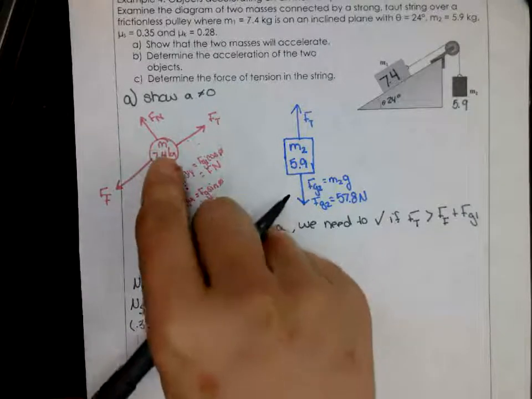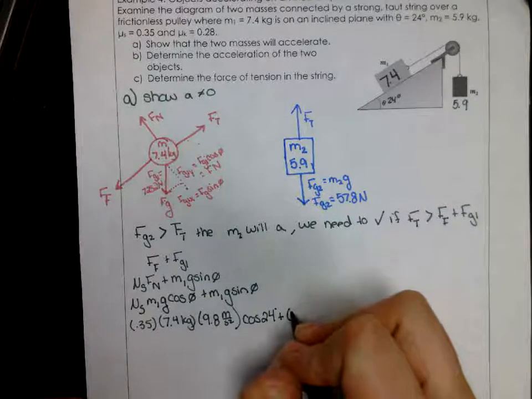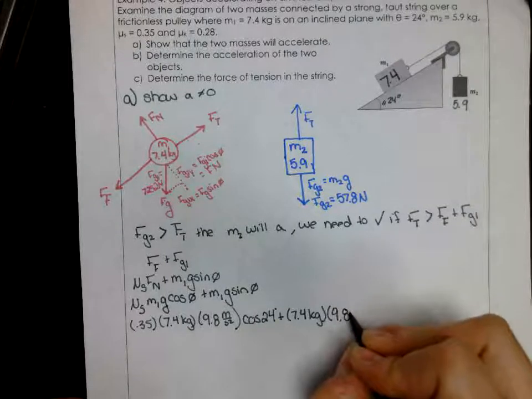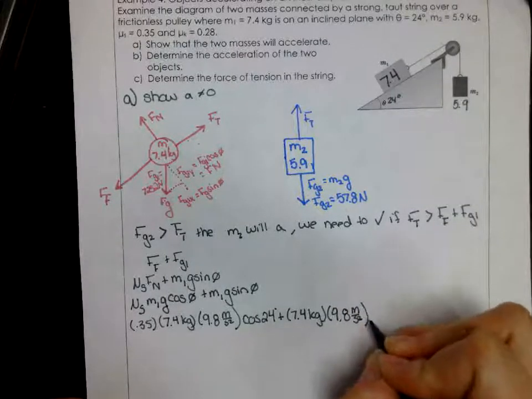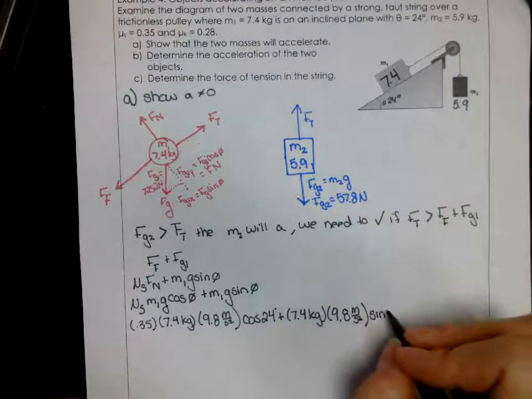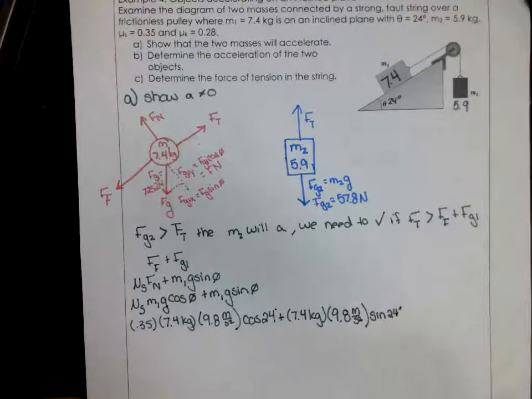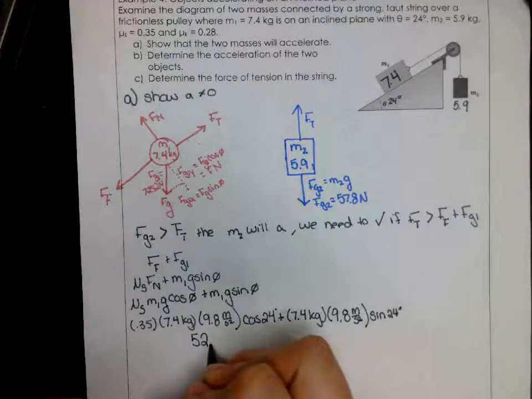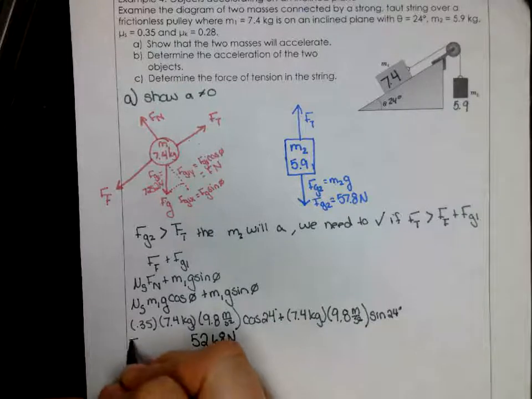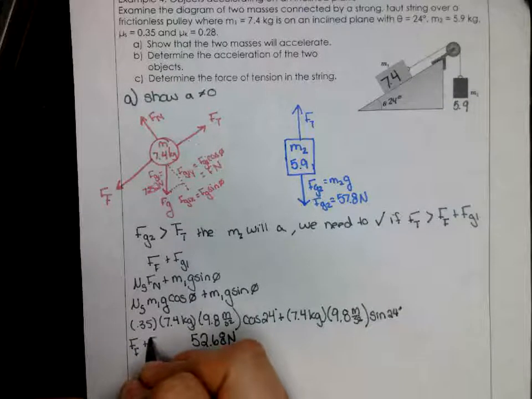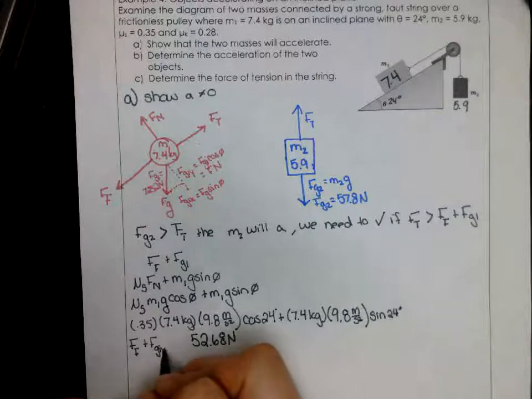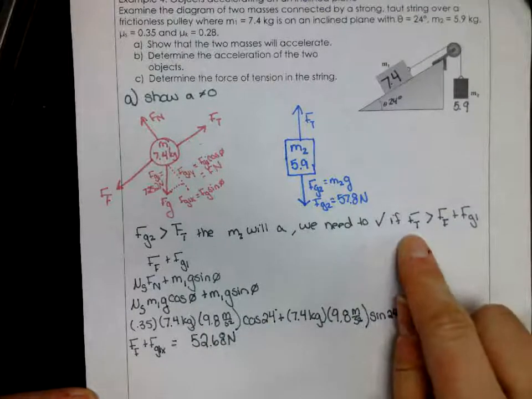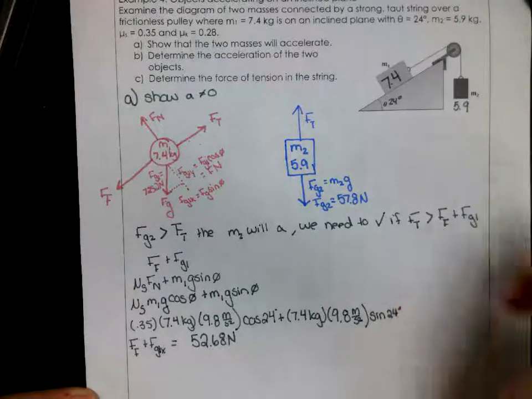plus mass 1, 7.4 kilograms, times gravity, which is 9.8 meters per second squared, sine of theta, so sine of 24 degrees. All of that is going to come out to be 52.68 newtons. So F, the force of friction, plus G1x is equal to 52.68 newtons. Okay? Now we need the force of tension.